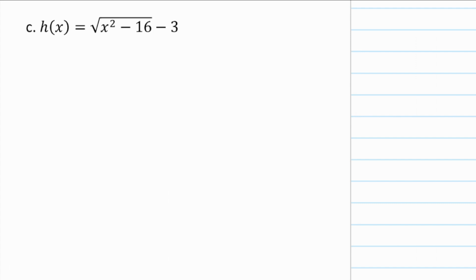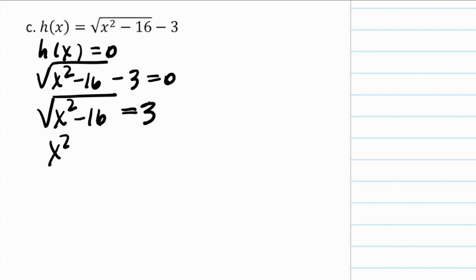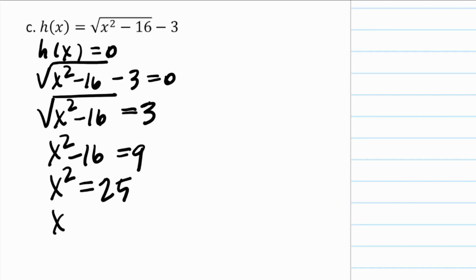So we're interested in where h of x is equal to 0. That would be where the square root of x squared minus 16, minus 3, was equal to 0, and so where the square root of x squared minus 16 was equal to 3. If I squared both sides, I could do that. I just need to check my answer at the end. I'd get something that whittled down to x squared equals 25, which would lead me to believe that x was either 5 or -5. Okay, I need to check my answers.